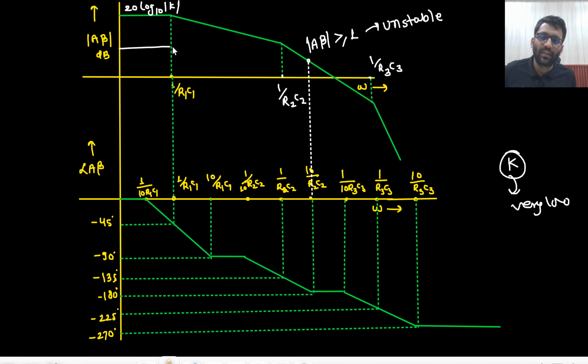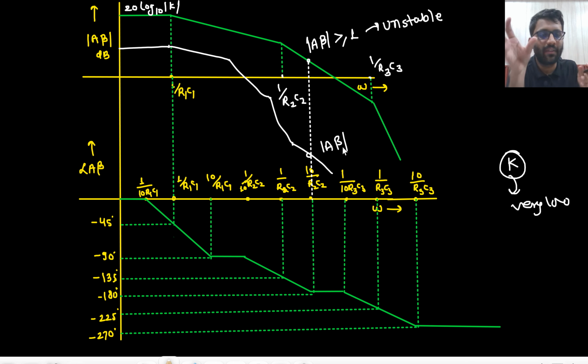So what if, sir, it starts like this. First roll off, it goes like this. Second roll off again goes like this. Third roll off again goes like this. Not looking very good. So at this particular frequency, I will have a gain lesser than 1. So my system would become unstable. So yeah, it may happen.